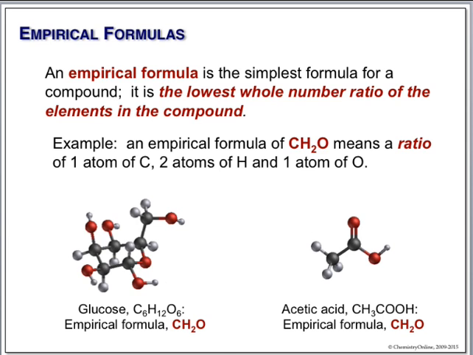This is glucose, sugar. This is C6H12O6, right? The lowest whole number ratio here. Well, we have 6 carbons, 6 oxygens, 12 hydrogens. The empirical formula would be CH2O. The lowest whole number ratio. Now look at that, C, H2O.